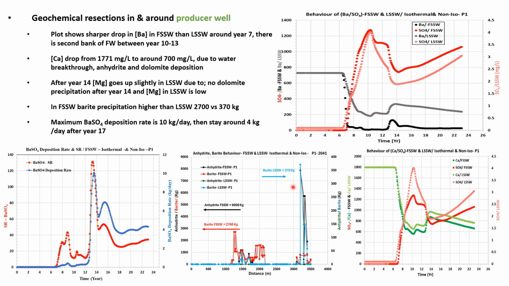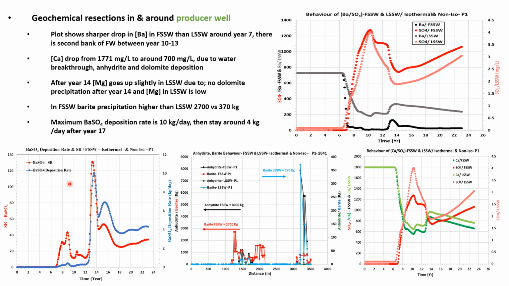This plot shows us the behavior of anhydrite and barite around the producer well in the formation. You can see here in full sulfate seawater, the barite precipitation is higher than in low sulfate, about 2700 kilogram versus 370, because of the high concentration of SO4.